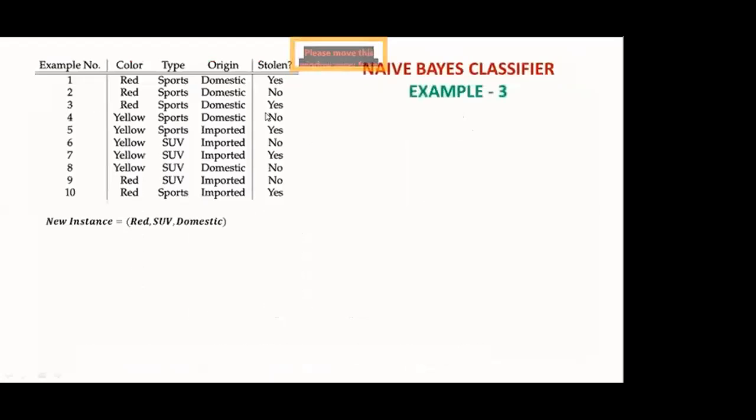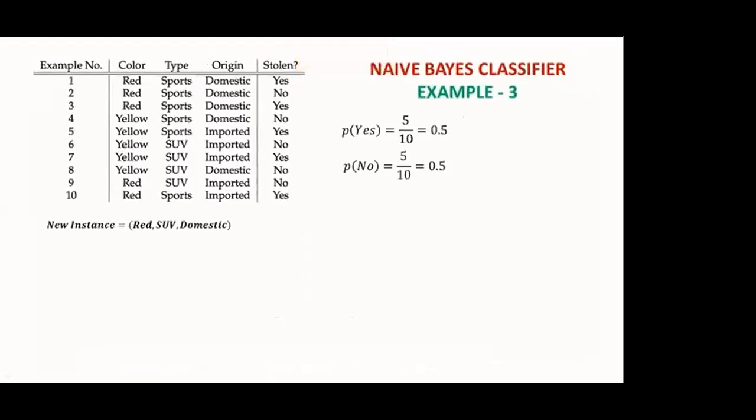Just like the previous example, here also you need to calculate the prior probabilities. 10 examples are there. Probability of being stolen, yes, 5 by 10. 5 yes are there, so 5 by 10. Probability of being no, again 5 by 10. So 0.5, 0.5. Then three attributes are there: color, type, and origin. For these three, you just draw the table.